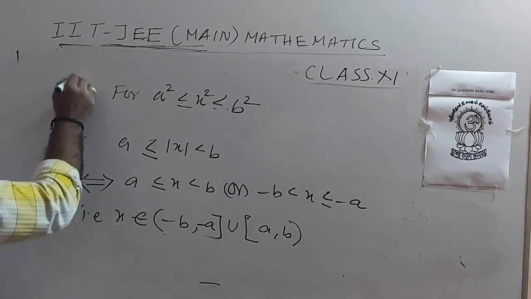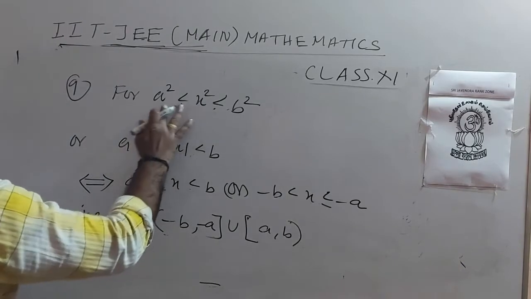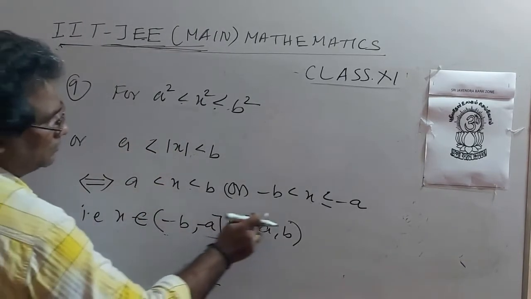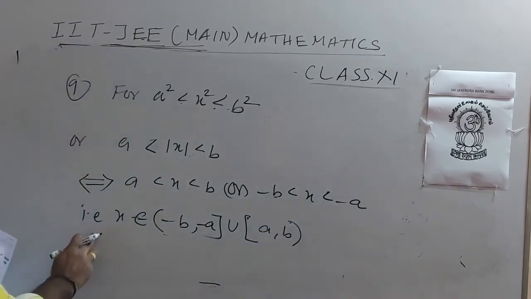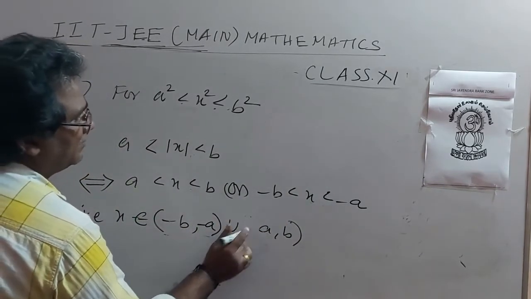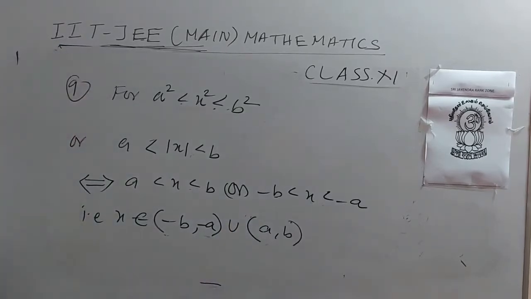Next one, ninth result: both are open. So x belongs to minus b to minus a union a to b.